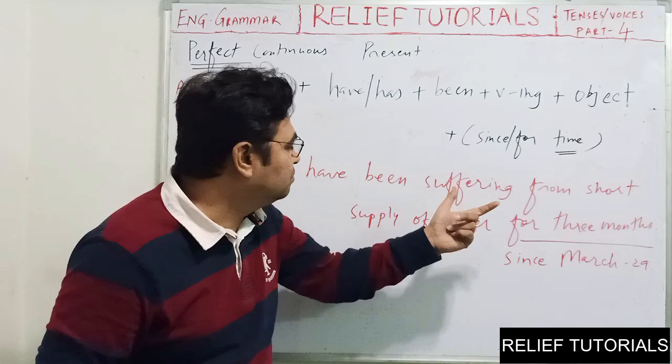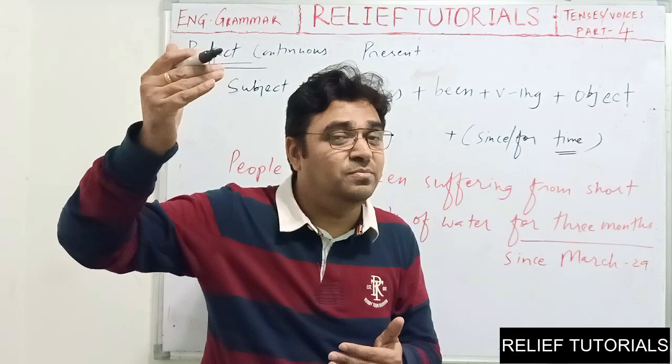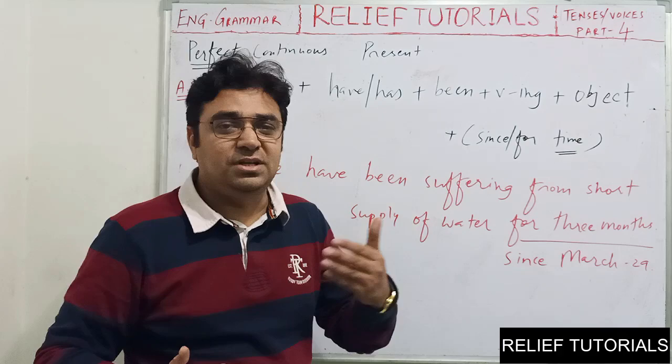Pani nahi aa raha hai, wo suffer kar rahe hai for 3 months. Before 3 months the action started, is still going on. Suffering 3 mahine pehle shuru hua, wo bhi chalu hai. So it is the use of perfect continuous present tense.